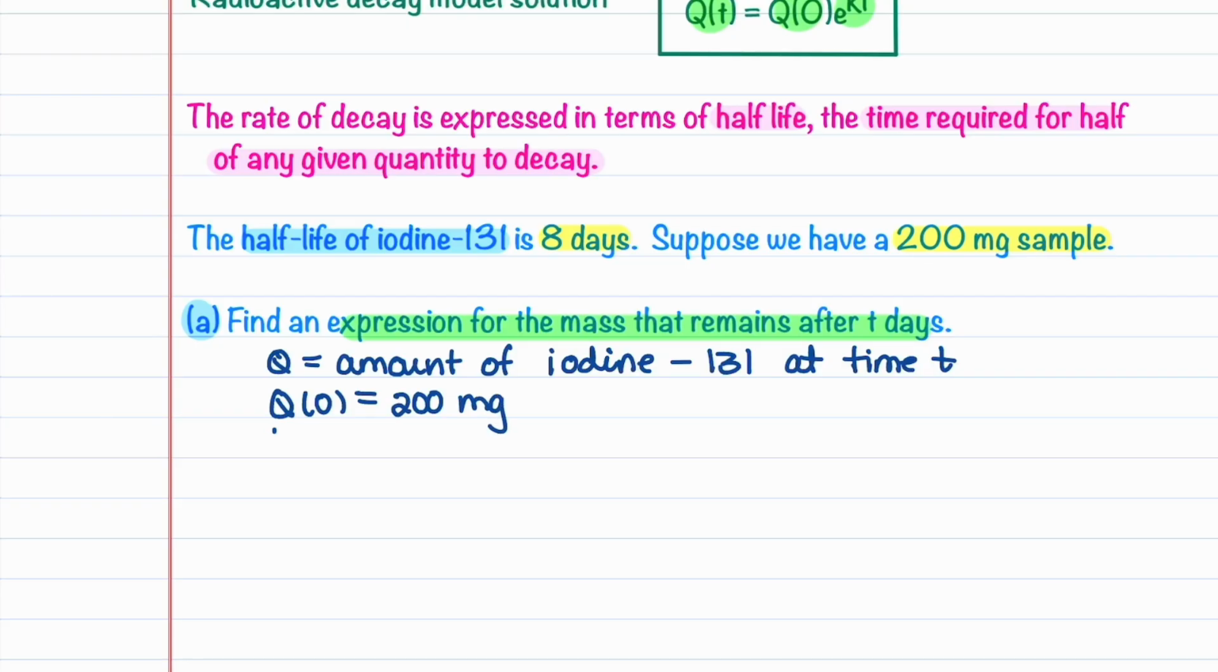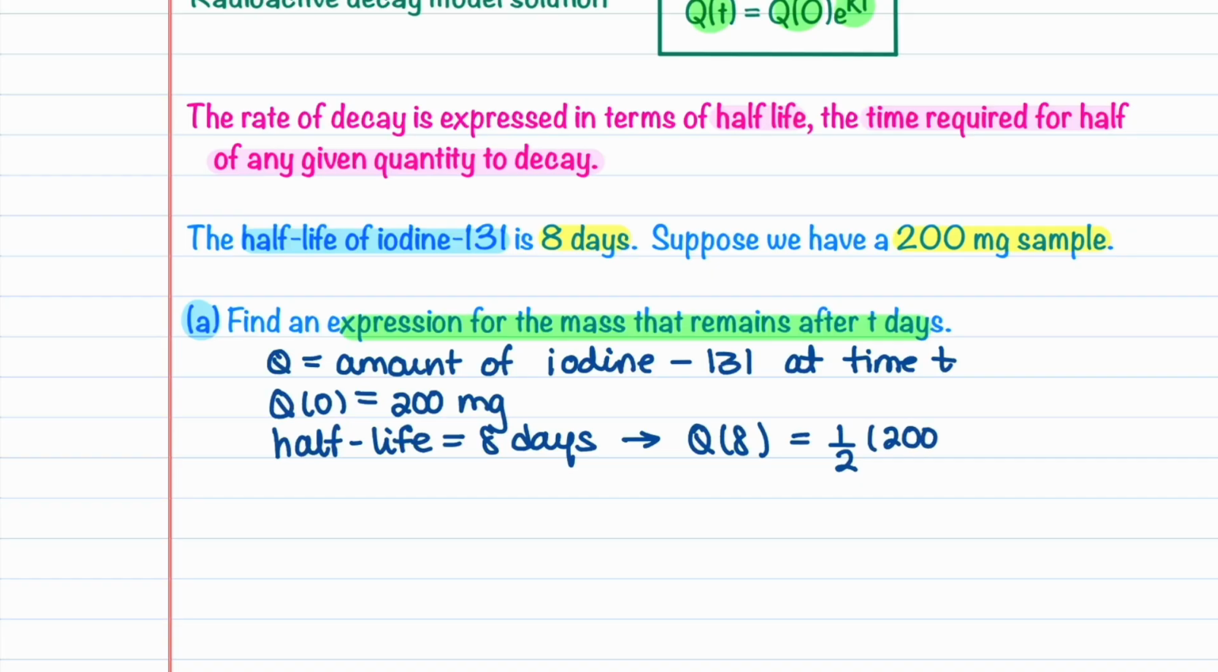And then we're also told that the half-life is 8 days. That just means that the amount of iodine at 8 days is going to be 1/2 of the amount that we started with, which was 200. So this tells us that Q at 8 days is going to be 100 milligrams. I'm going to go ahead and highlight both of these because we are going to need these when we find what Q is equal to.